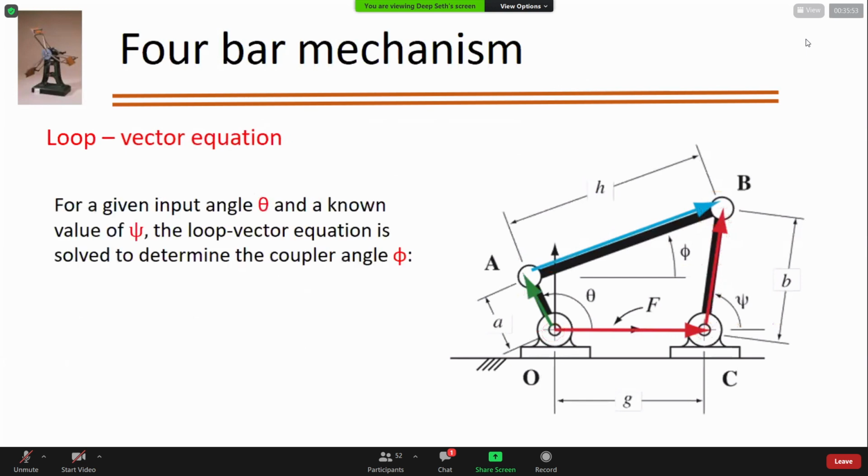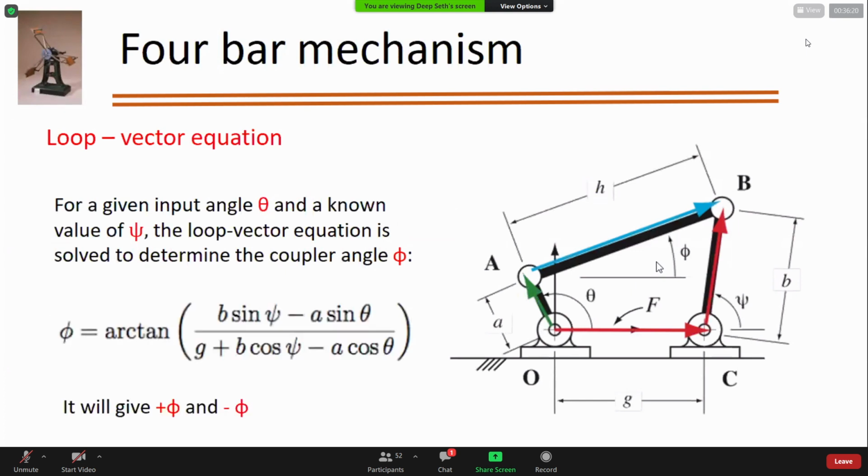Now for a given input angle of theta and a known value of psi, the loop vector equation is solved. You will know the input angle theta and you will know psi, and you will solve the loop vector equation to determine the coupler angle phi. So how will you do that?